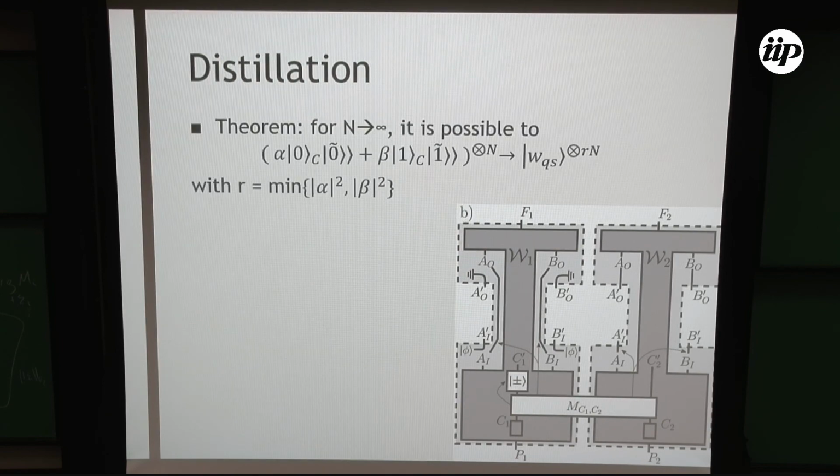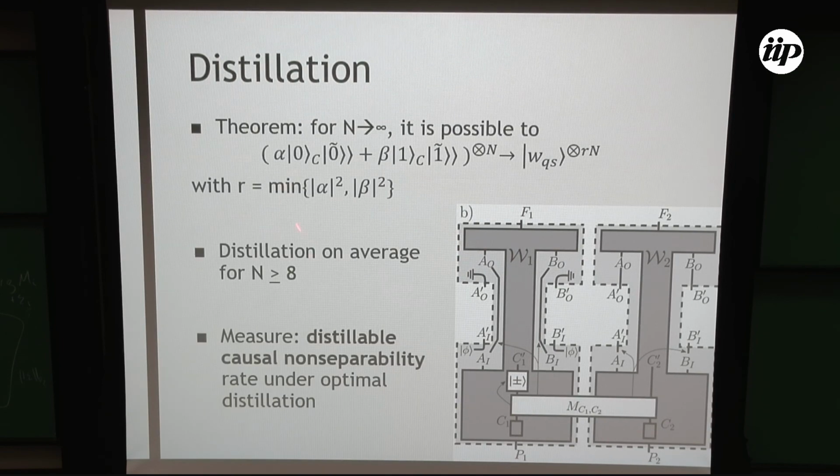And just to comment on some results. There's a theorem that lets us show at least a lower bound of this rate. If we have n copies, we arrive at fewer copies than that of something very causally non-separable. There's this rate r, which is at least equal to alpha squared or beta squared, the minimum of that. This is not necessarily optimal, so there might be better bounds.